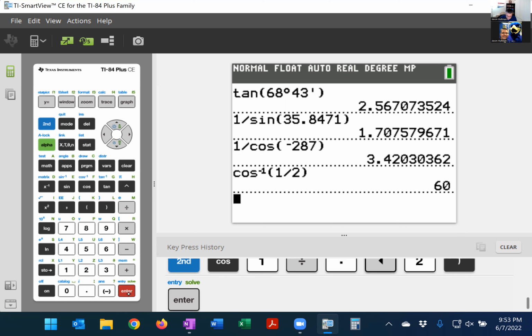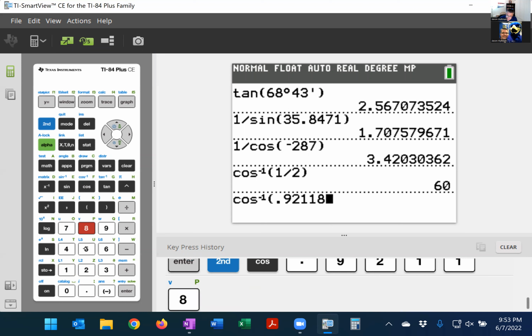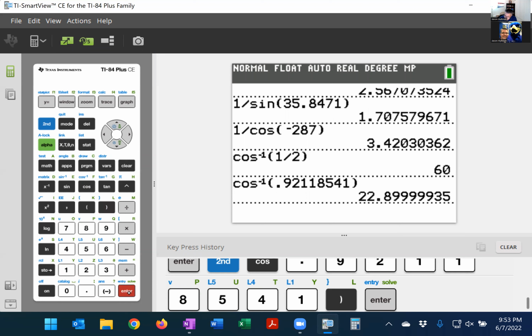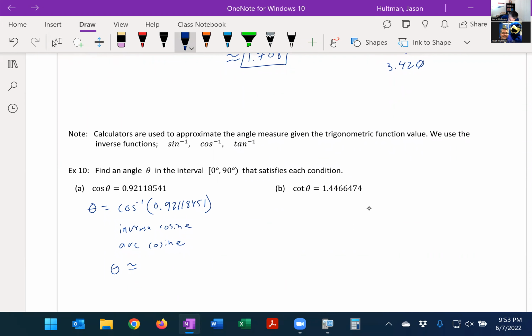Okay, so that's cool. Now let's do the one that is the example we're working on. The angle whose cosine is 0.92118541 is 22.9. So that's the answer for that one. It is 22.9 degrees. So theta is approximately 22.9 degrees.